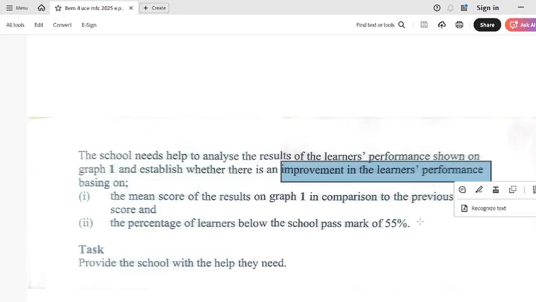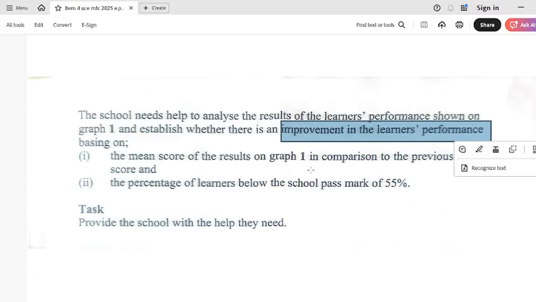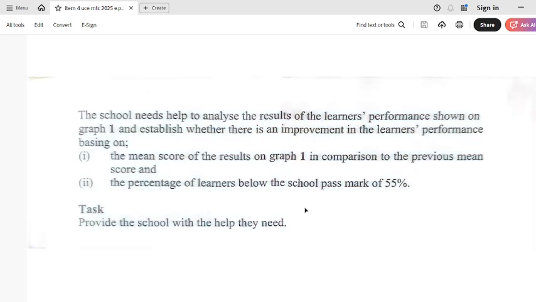What is going to guide us in finding whether there was an improvement are the 2 Roman numerals given here, the 2 parts. The only way to get this improvement, we must base on Roman 1, the mean score of the results on graph 1 in comparison to the previous mean score. So before I go to Roman 2, let us first approach Roman 1. In other words, they are telling us to find the mean using graph 1. And from graph 1, I've told you, maybe it was extracted from a certain frequency distribution table which we don't know or which we can find ourselves.